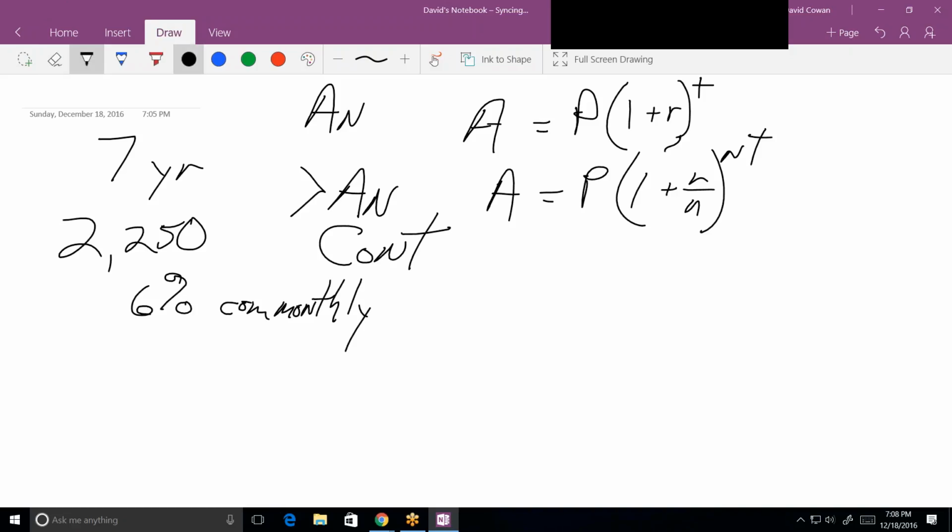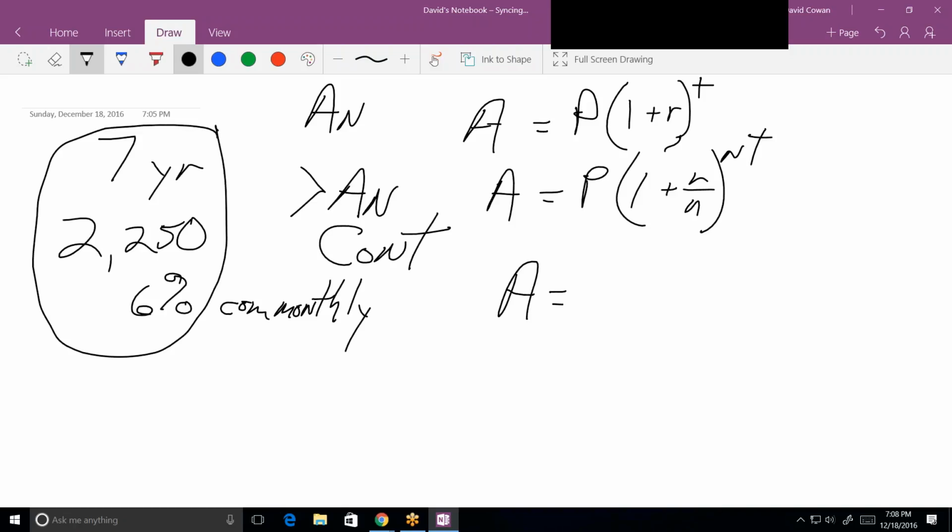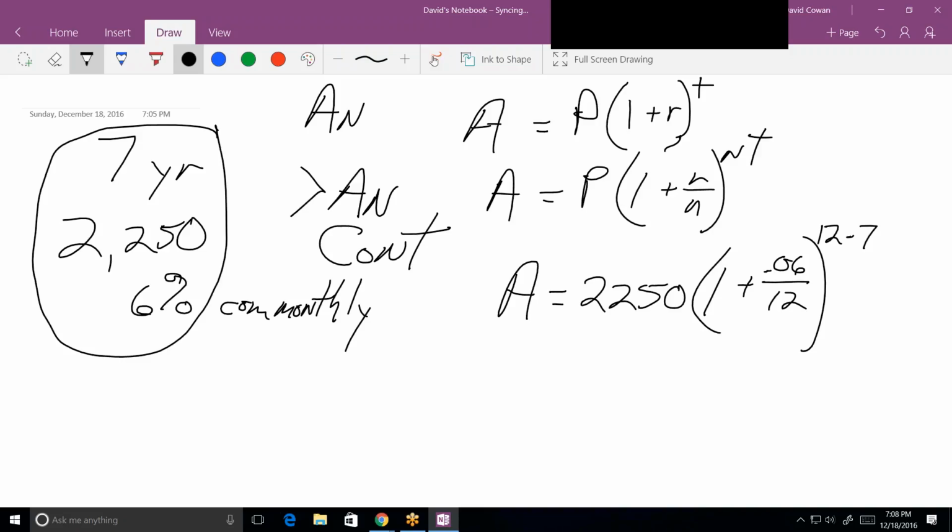So let's set this up. The amount after 7 years is going to be what, based on the specifics they gave us? 2,250 times 1 plus 0.06 over 12 to the power of 12 times 7. And T is in years because your rate was in years.